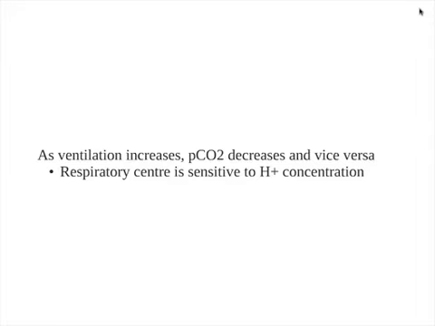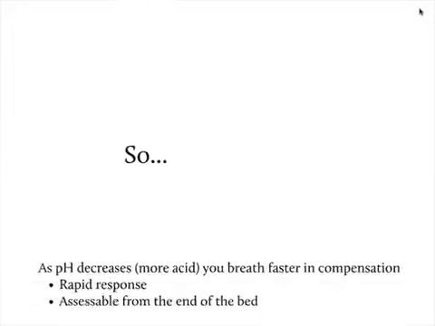So if that person who was diabetic with ketones and acidotic blew off all their CO2, they may be able to compensate for the acidosis going on in their blood by breathing off the CO2. And remember, when the CO2 level goes down, it makes us more alkalaemic. So they're kind of balancing themselves out. So we can assess that from the end of the bed. So it's always important to write down the respiratory rate when you take a gas. Okay, that's respiratory compensation.